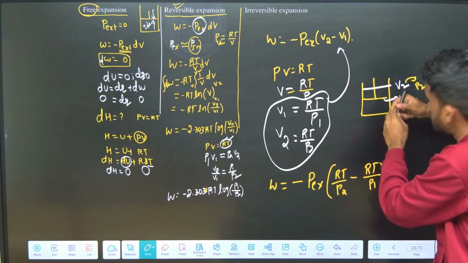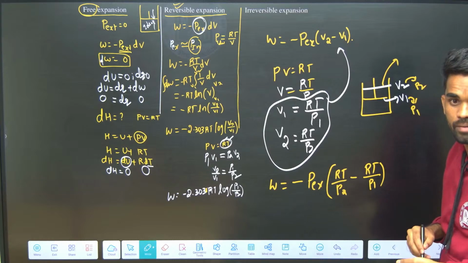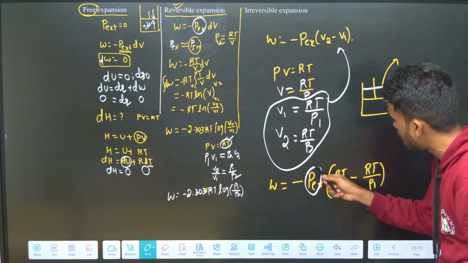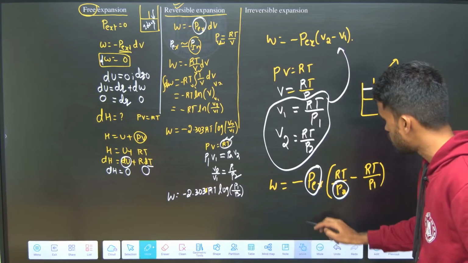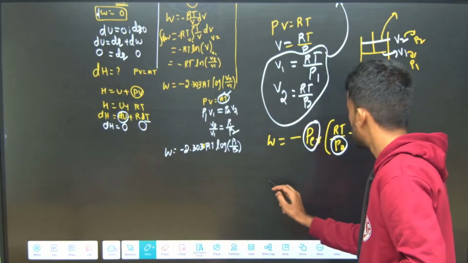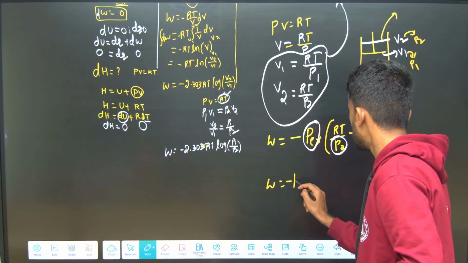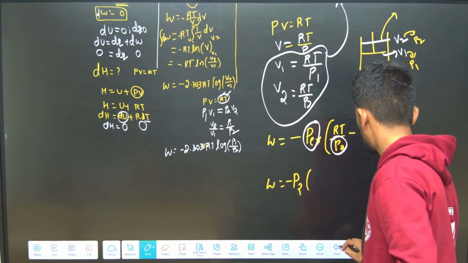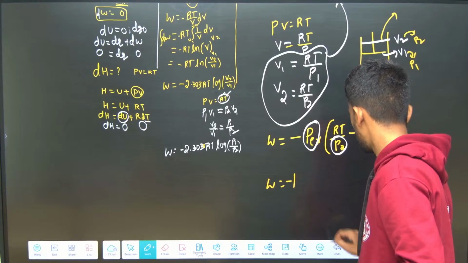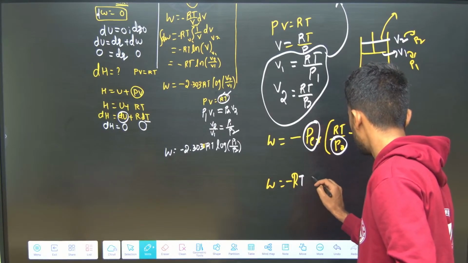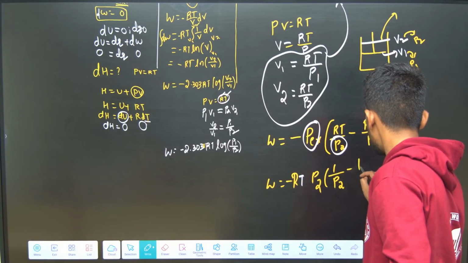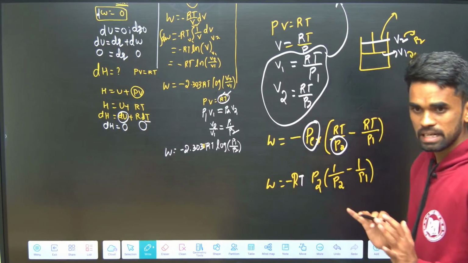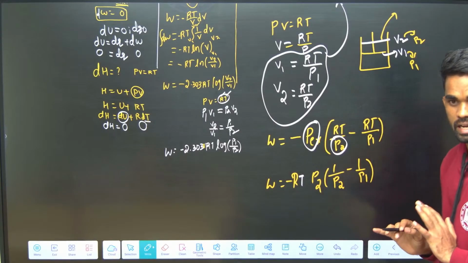It means at this white color position, the external pressure and final pressure will be the same. So I can write the formula as W equals to minus P2, RT taking common here, P2 into 1 by P2 minus 1 by P1. Can I write it like this or not? Is this clear why I am writing?